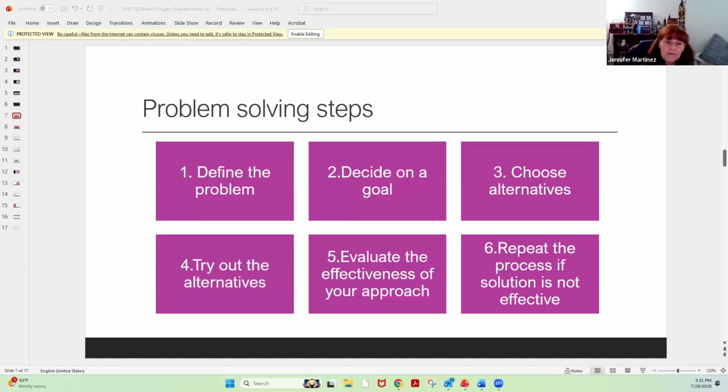So the first part of problem solving is define the problem, okay? Sometimes what we see or perceive as the problem really isn't the problem. So this is why we have to sit down and really look and define what the problem is. And then we have to decide on a goal. What do we want to happen?